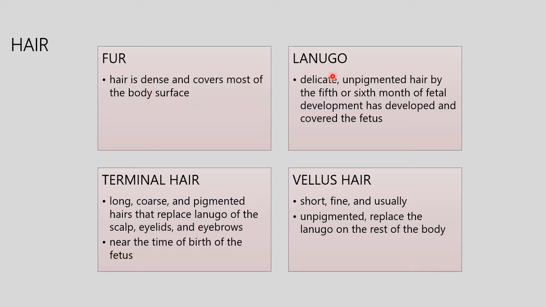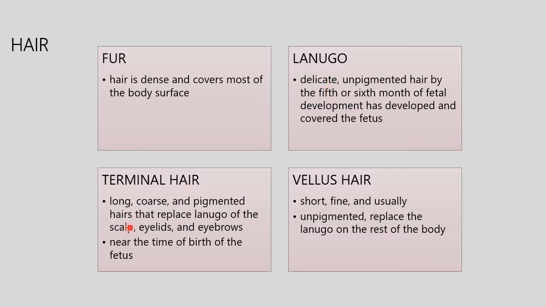There's what we call lanugo. These are delicate and pigmented hair by the 5th or 6th month of fetal development, no? Yung parang hindi pa siya colored hair. This is usually you will see more of lanugo in preterm babies, no? Yung mga premature babies that are delivered.